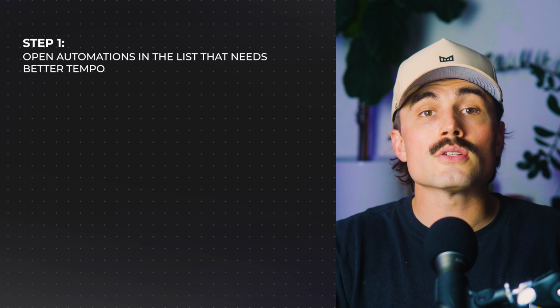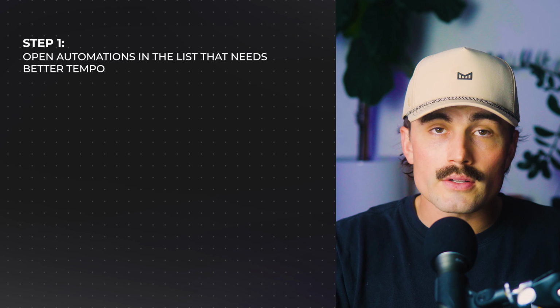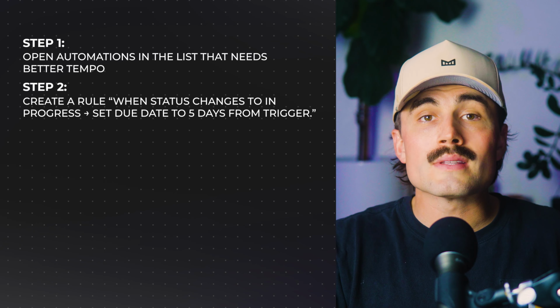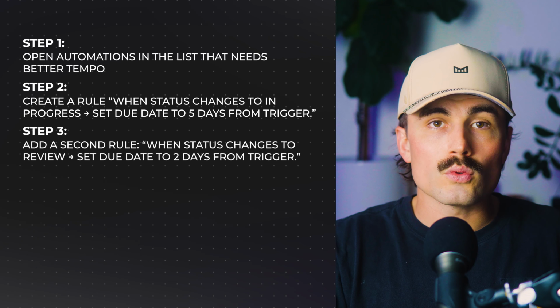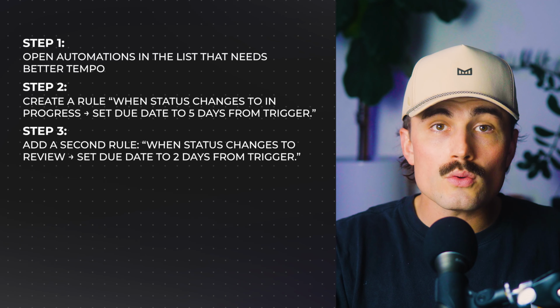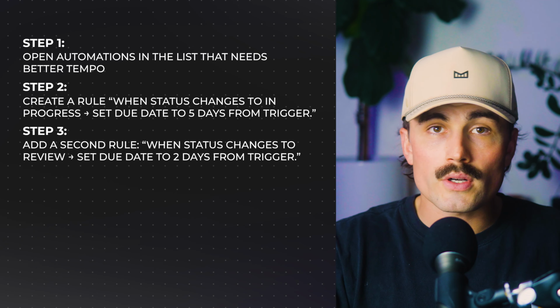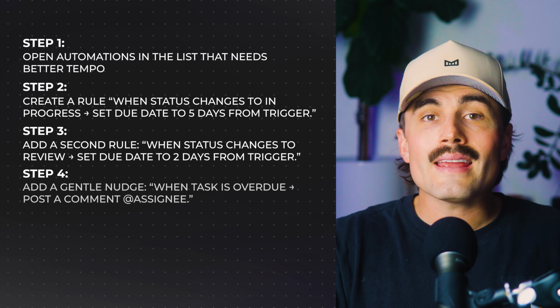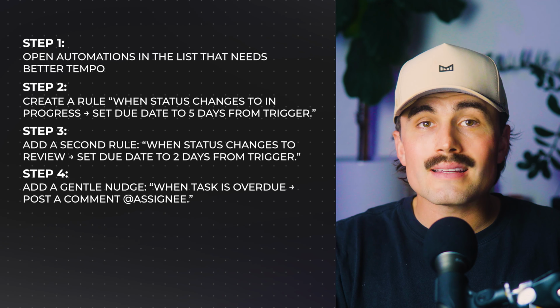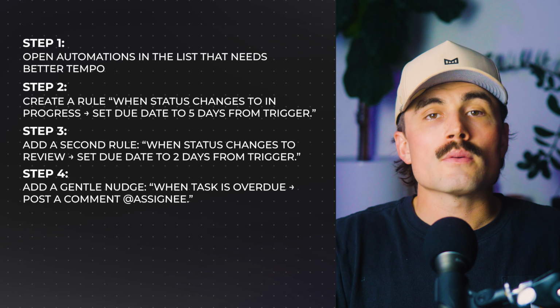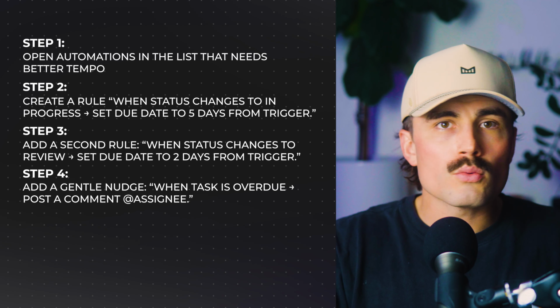So here's how to set it up without overthinking. Step 1, open automations in the list that needs better tempo. Step 2, create a rule, like when status changes to in progress, set due date to 5 days from the trigger. Step 3, add a second rule. When status changes to review, set due date to 2 days from the trigger. Step 4, add a gentle nudge. When task is overdue, post a comment at the assignee with a friendly reminder. Keep the tone kind, no robot scolding.